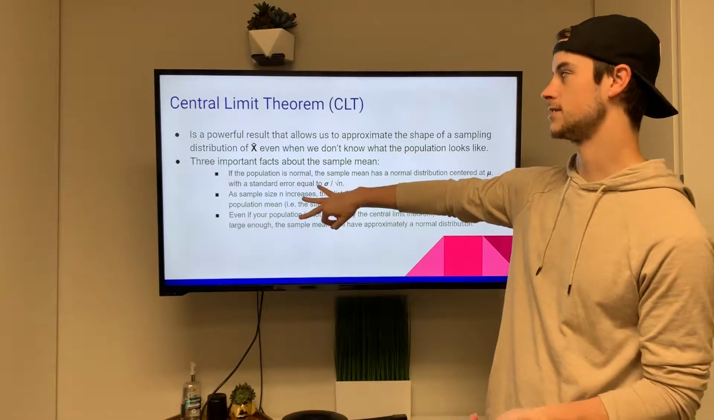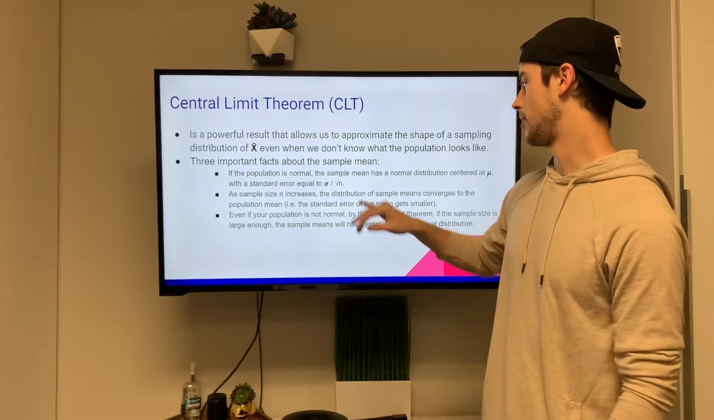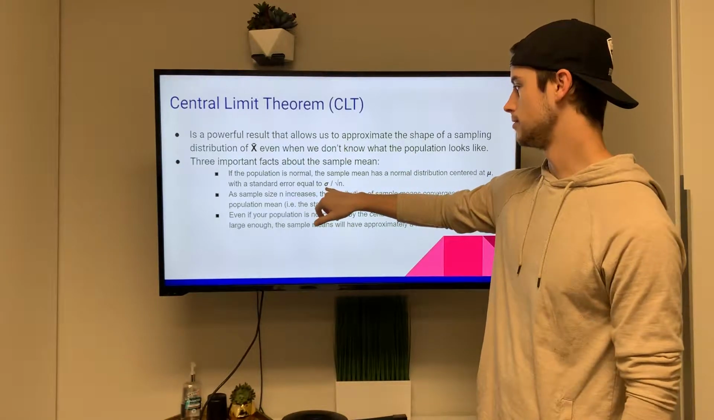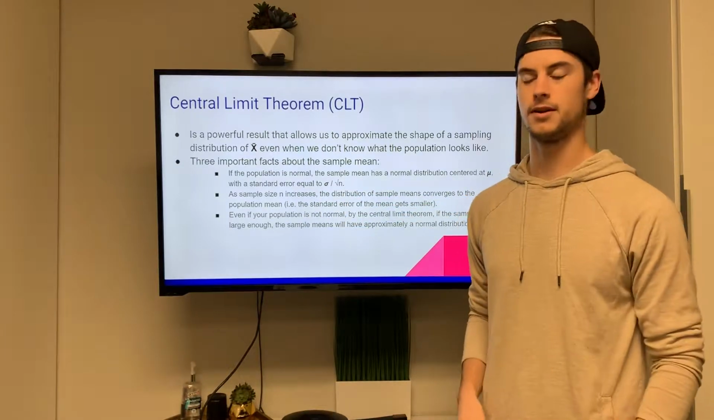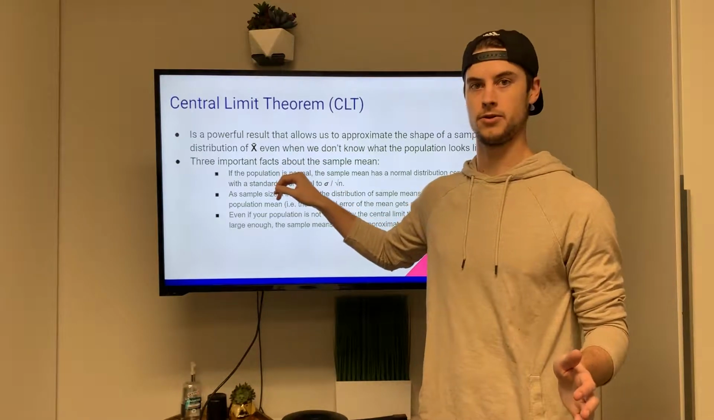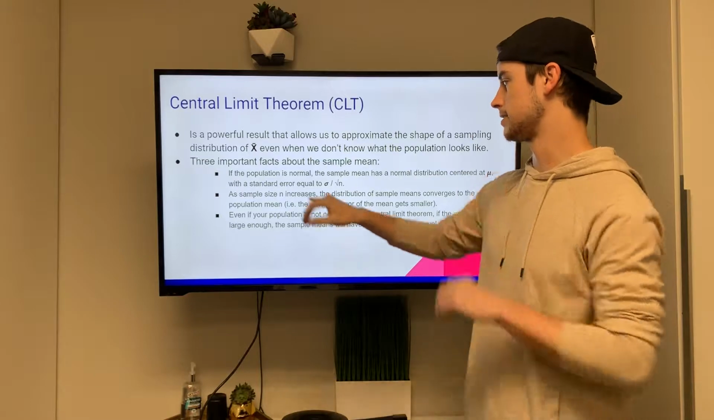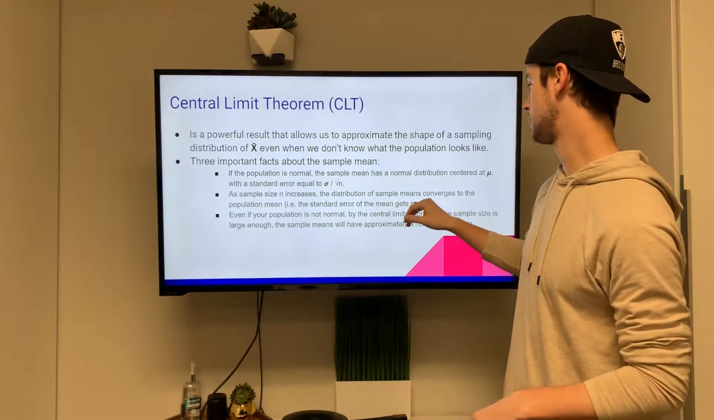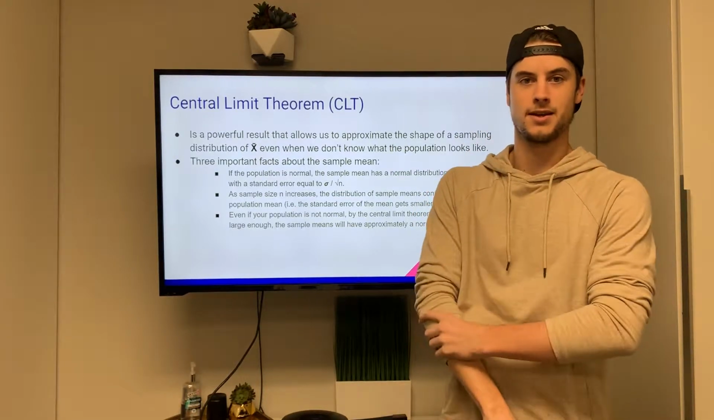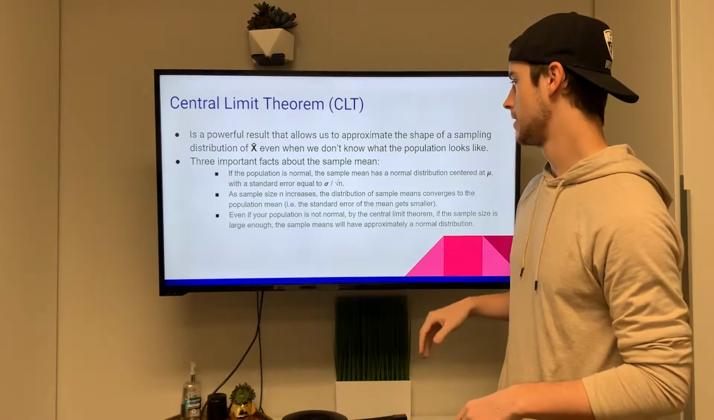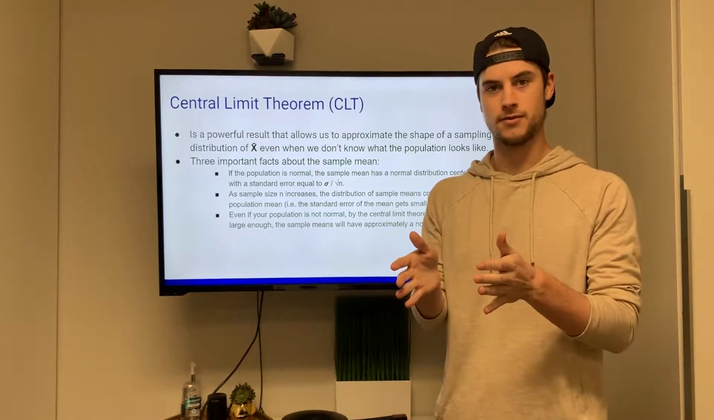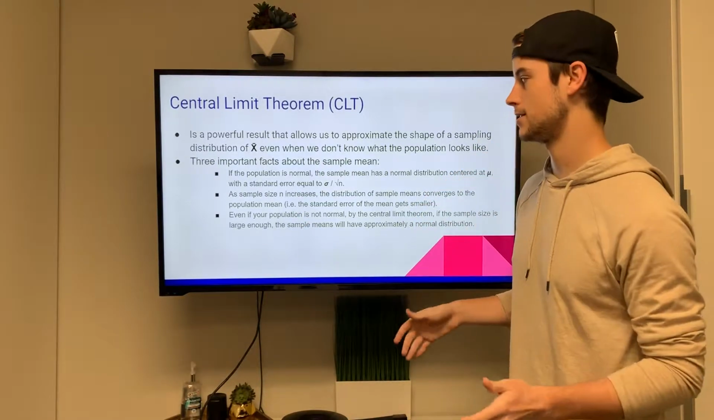So here are the three important facts to know. If the population is normal, the sample mean has a normal distribution centered at the population mean, and the standard error is equal to the formula that we talked about earlier. That's if we already know the population is normal. And as sample size n increases, the distribution of the sample means converges to the population mean. It'll make more sense when we see visually what it looks like, but just imagine as your sample size increases, all those sample means from your population converge to the true mean. That's all that's saying.